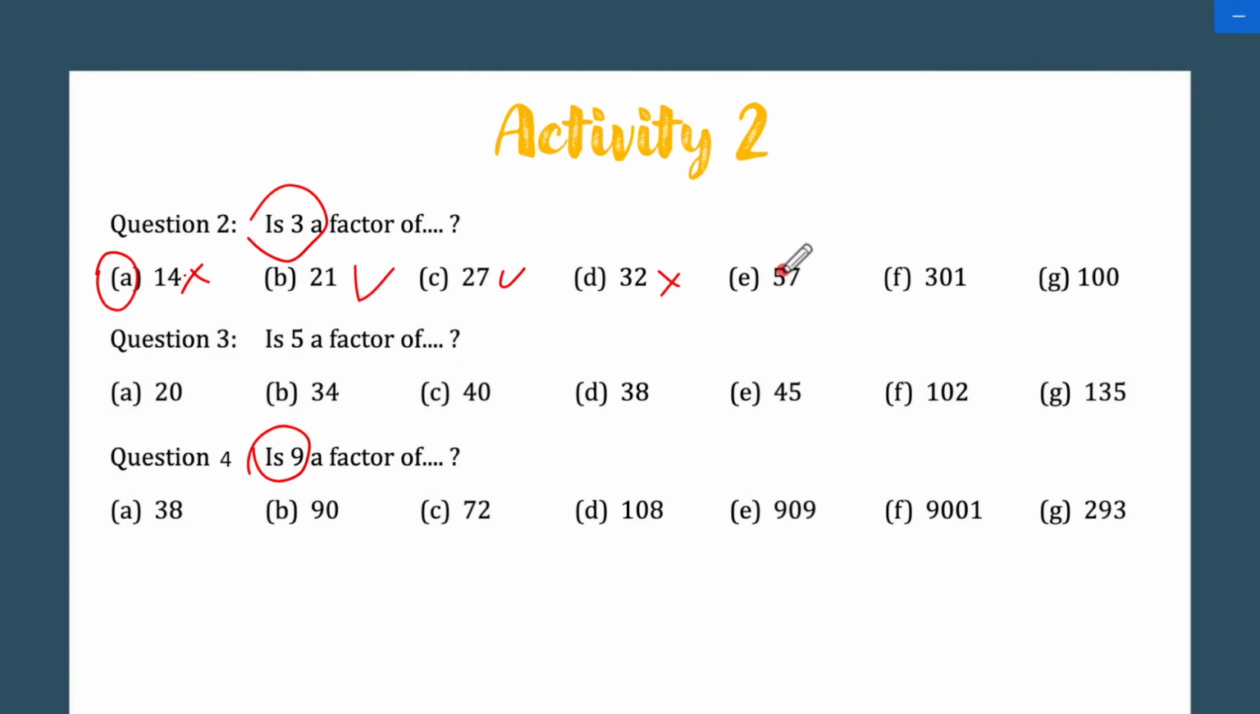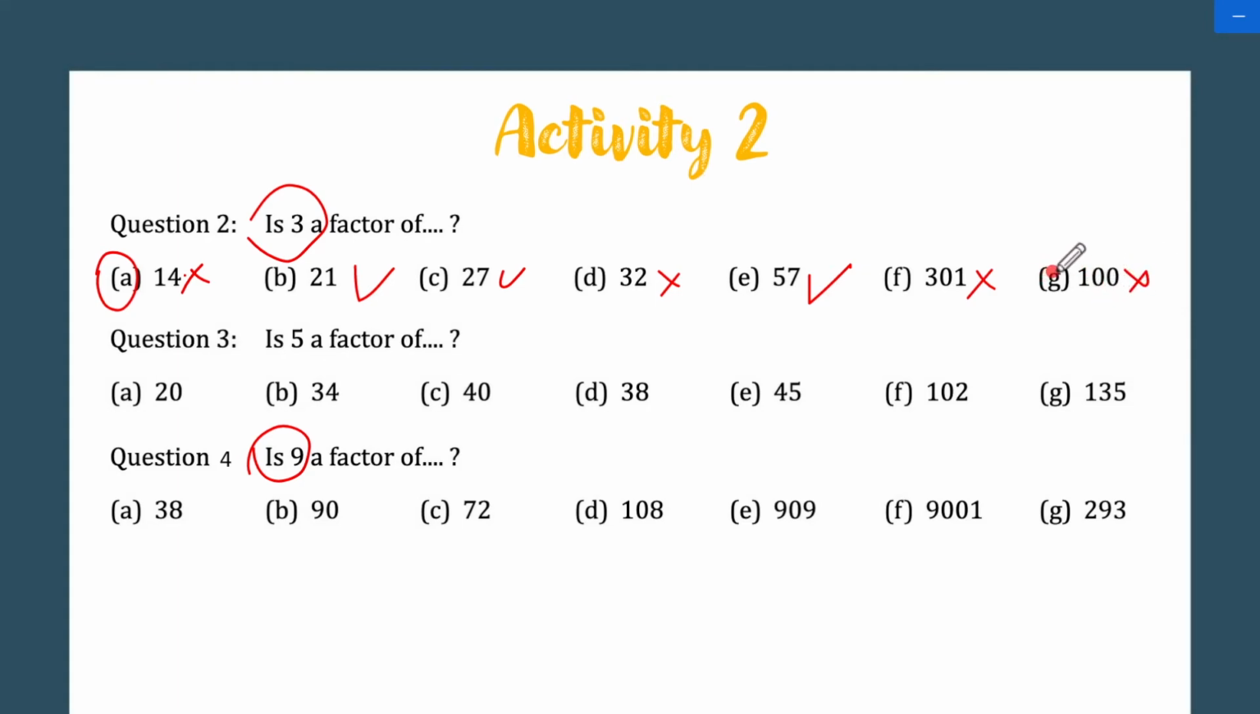Then you have 57. Is 3 a factor of 57? You can do 5 plus 7 is 12. It means yes, it divides by 3. 3 plus 1 is 4, doesn't divide by 3. And 100 is 1 plus 0 plus 0, which is 1. So that doesn't divide by 3 either.